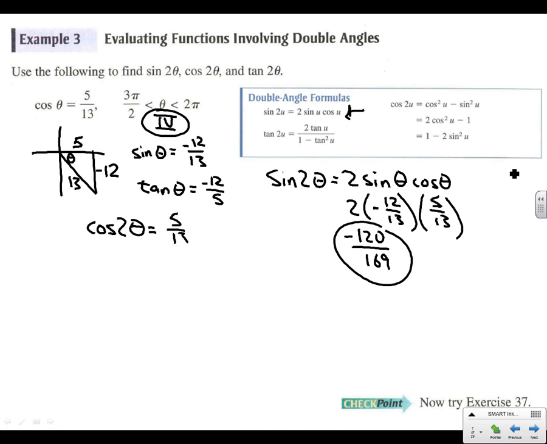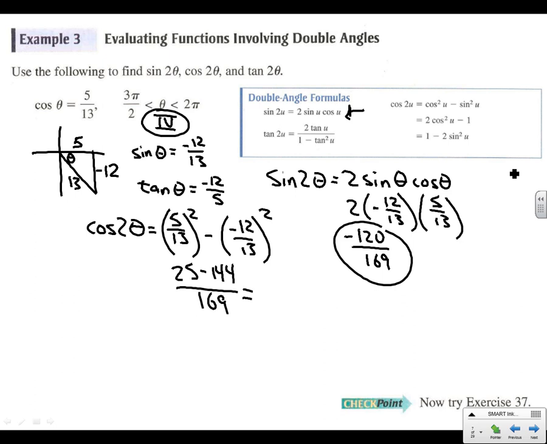5 over 13 squared minus negative 12 over 13 squared. So we've got 25 minus 144 all over 169. And so we end up with, what is that, 119? Negative 119 over 169. And then lastly, we could do tan, sneak it in over here.